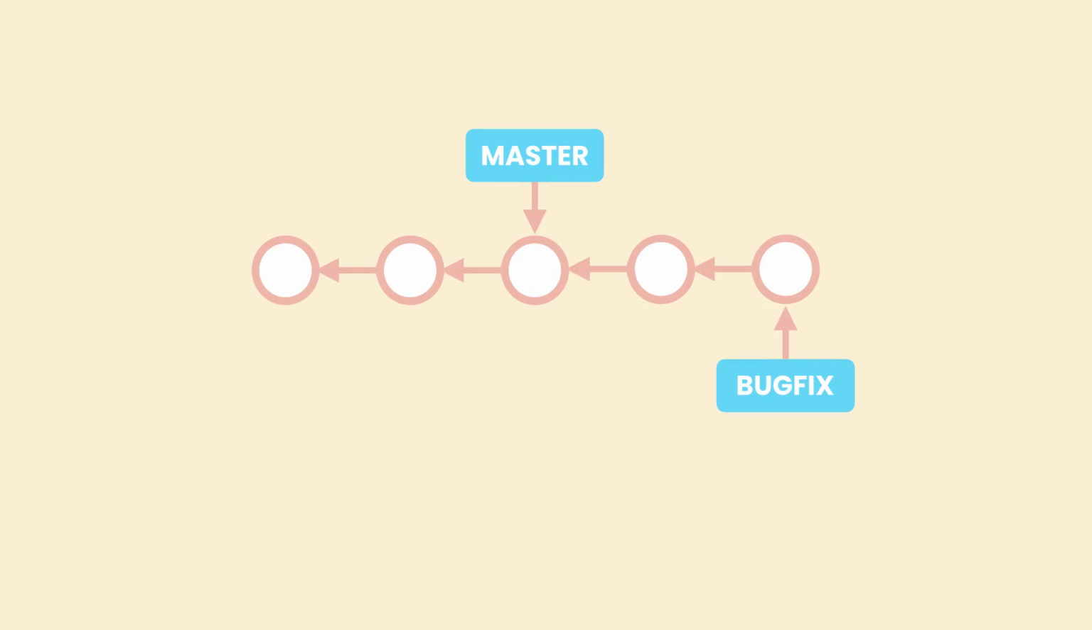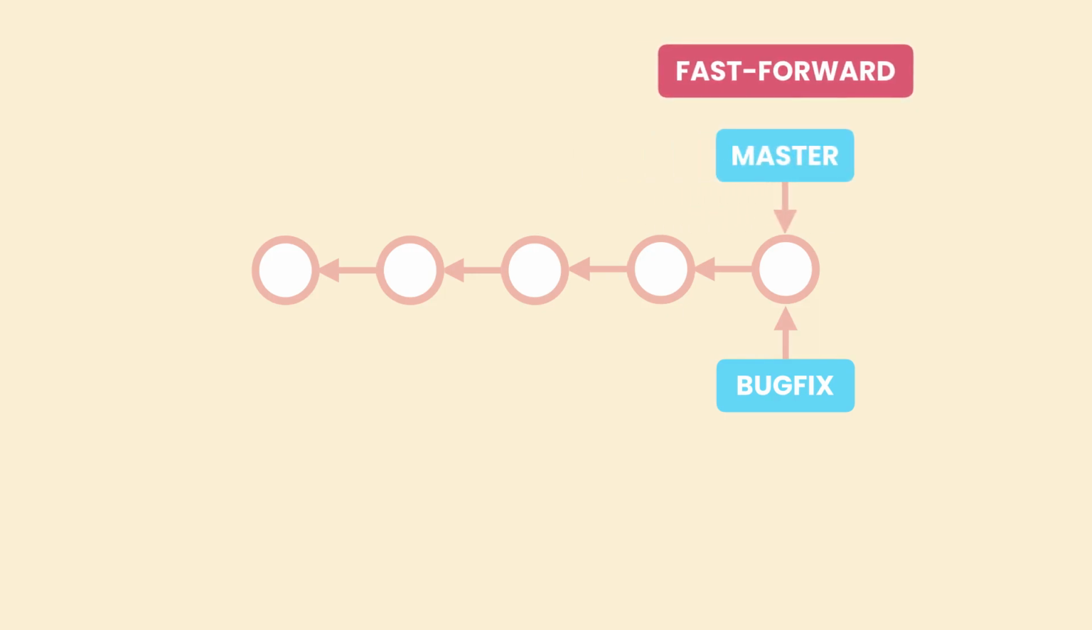Now, because these branches have not diverged and there is a direct linear path from bugfix to master, all Git has to do to merge the changes is to bring the master pointer forward. This is what we call a fast-forward merge.